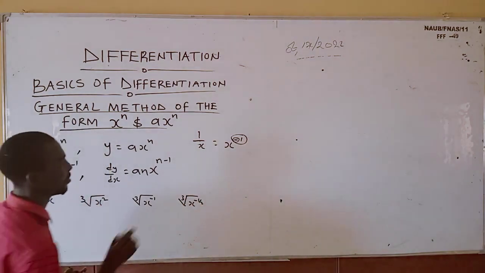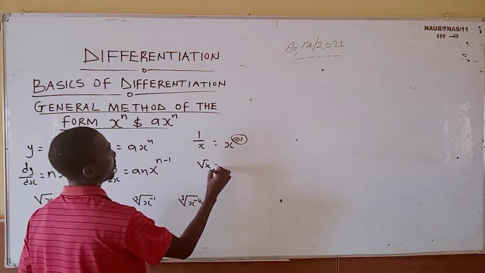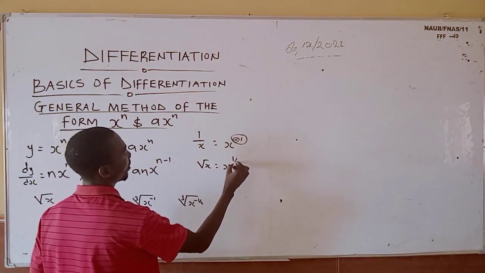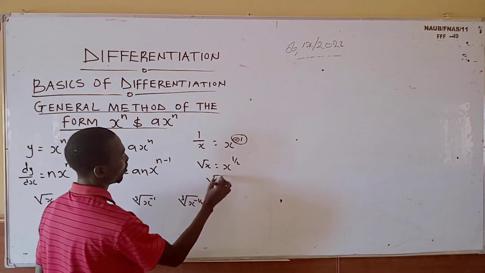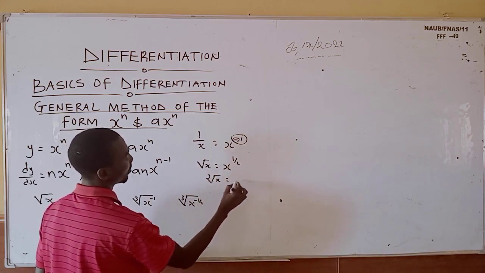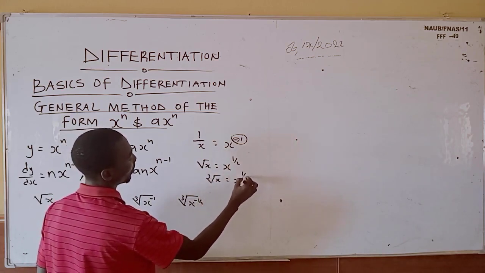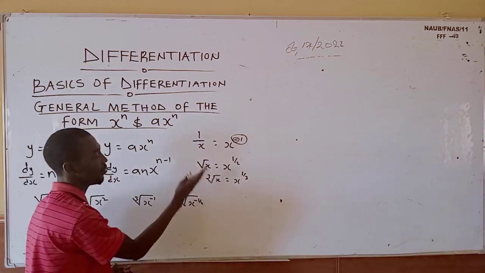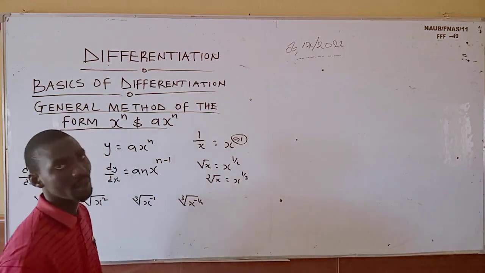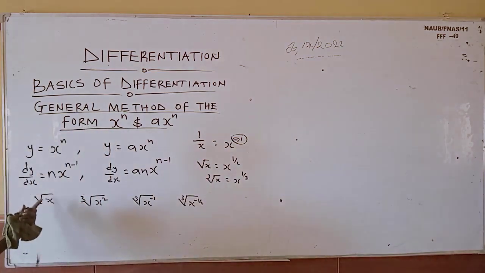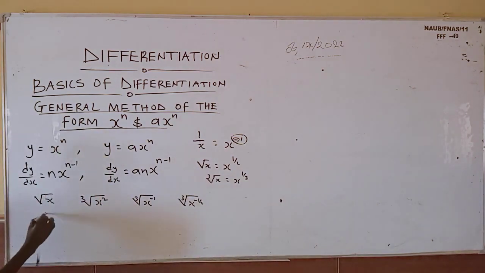Now from indices, root s is the same thing as s to the power of what? 1 all over 2. Cube root of s is the same thing as s to the power of what? 1 over 3. Same thing. If this is fourth root, same as what? 1 over 4. So now we have root s. Root s is the same as s to the power of 1 all over what? 2.